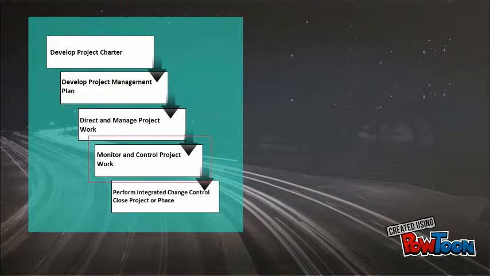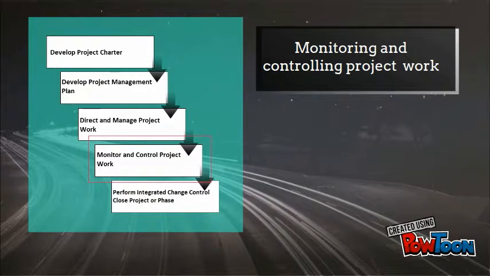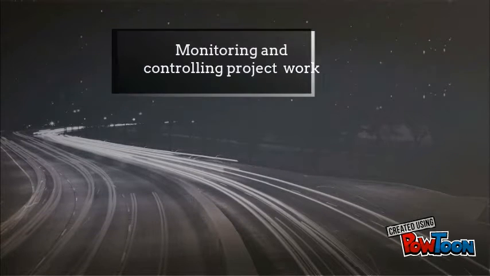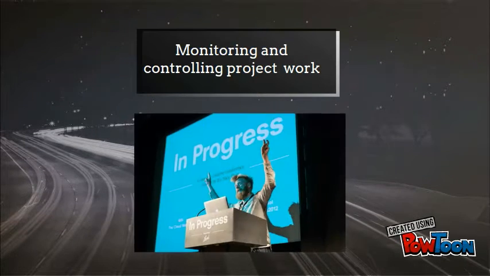Monitoring and controlling project work takes place as part of the executing process group. This is the process of tracking, reviewing, and regulating the progress in order to meet the performance objectives defined in the project management plan. This process also makes sure that the deliverables, plus the way in which they are being delivered, are according to the project management plan.